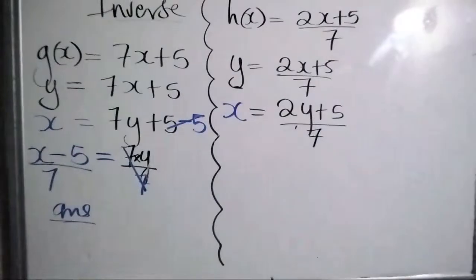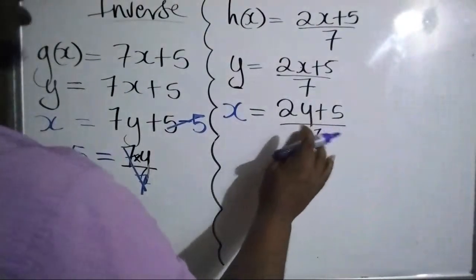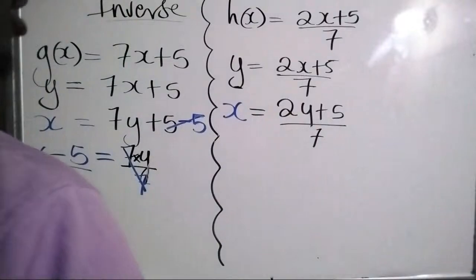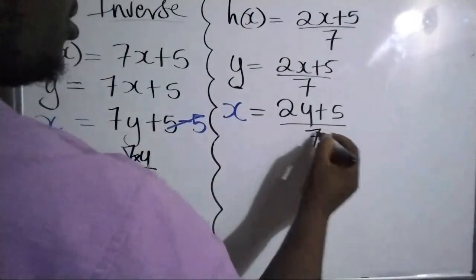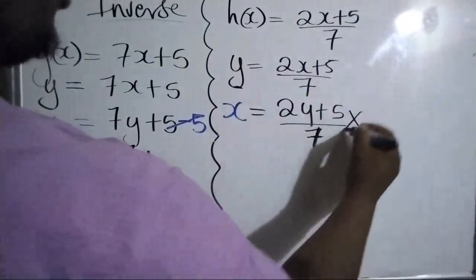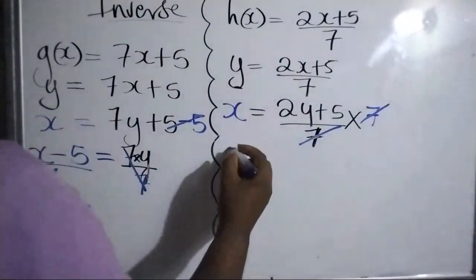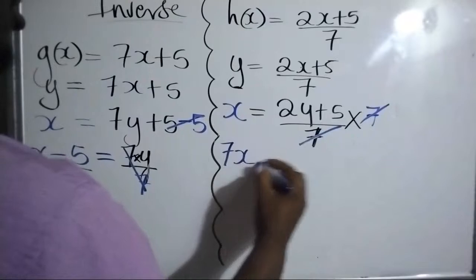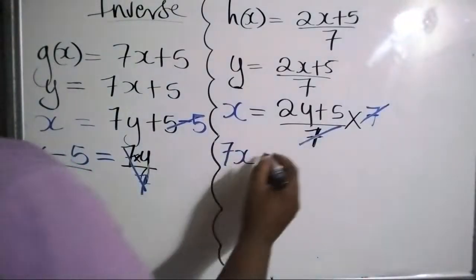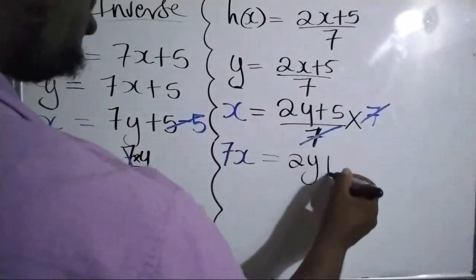Alright, we're not done yet. First, we're going to solve for y. We get rid of the last thing being done to y. If you read that, it says 2y plus 5 divided by 7, so we attack the divide by 7 first. What's the inverse of divide? That's multiply, so we multiply by 7. The inverse of division is multiplication. So that means 7 times x, which is 7x. We now have 7x is equal to 2y plus 5.